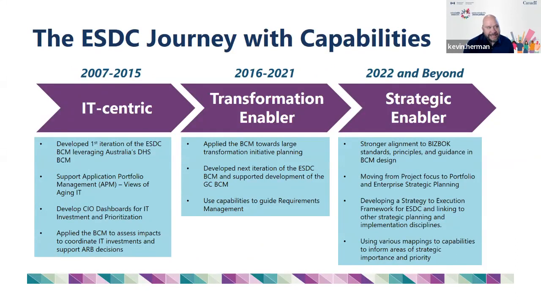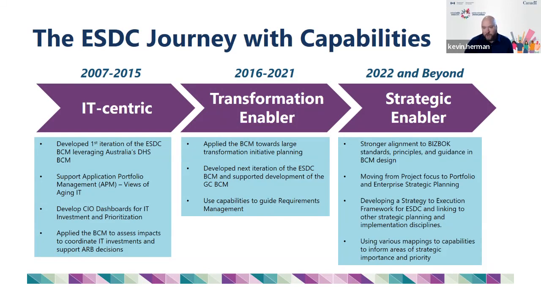So I'll talk a little bit about ESDC's specific journey with capabilities and where we've gone with our overall business architecture practice, but I'll focus mostly on the capabilities themselves. So we've been working within business architecture in some form since 2007. And there's been a clear maturing of the practice as we go. It started within the CIO, so there was a very IT-centric view of capabilities. We developed a capability model that was based on Australia's Department of Human Services business capability model and made some adjustments to it to match our business and our language.